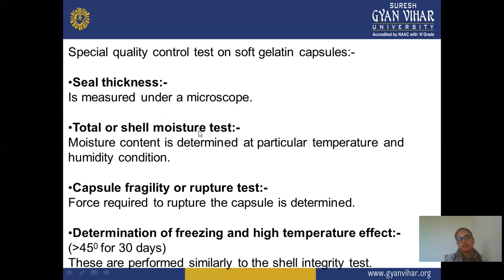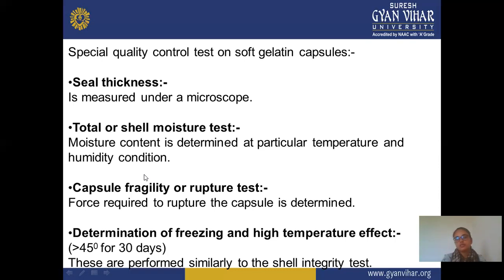Next is the total or shell moisture test. There is some moisture present in the soft gelatin capsule because they are soft in nature, and you check how much moisture is present in this shell and whether it meets the acceptance condition or not, because too much moisture may cause problems like bacterial or microbial growth, or if it is too little, then it will not keep the proper capsule shape and the soft gelatin capsule can dry. So you can check how much moisture is present in your soft gelatin shell.